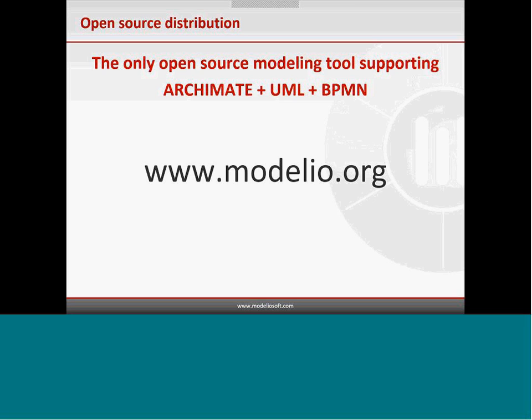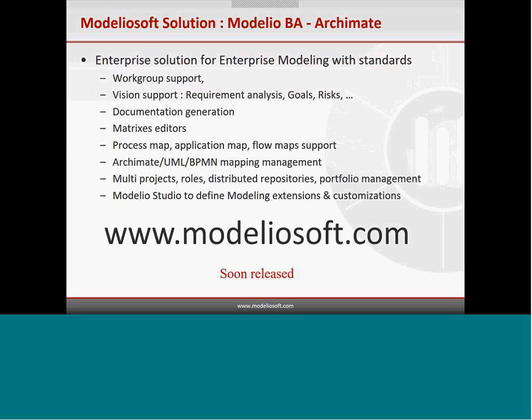It has an open source distribution that you can find at modelio.org, where you can get the open source support of ArchiMate, UML, and BPMN. And there is a Modelio Soft solution, which provides enterprise solutions such as workgroup support, the vision, requirement analysis, document generation, matrices, process maps, and so on, project management, distributed repositories, portfolio management, and also a tool called Modelio Studio that supports modeling extension and customization. This can be seen on modeliosoft.com. It was released yesterday, so it's already available.